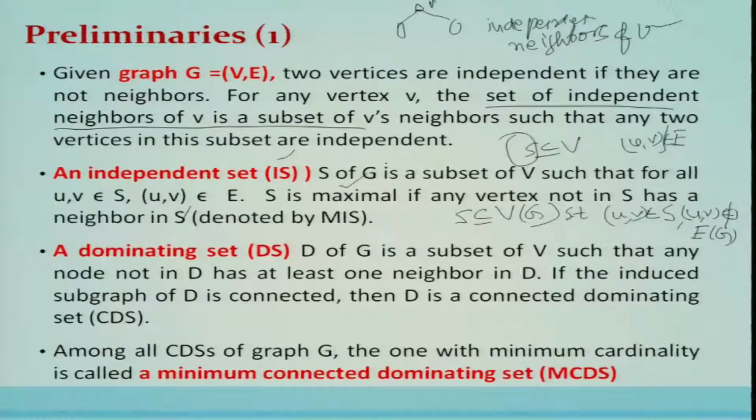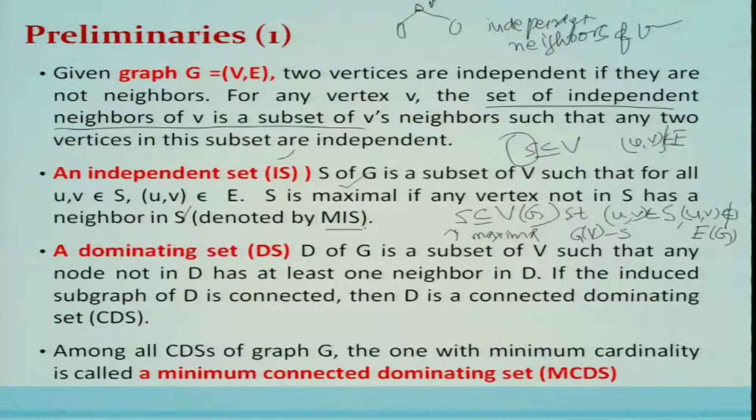Now this independent set is maximal if the vertices which are not in S, that is V minus S, have a neighbor in S, then it is called a maximal independent set.